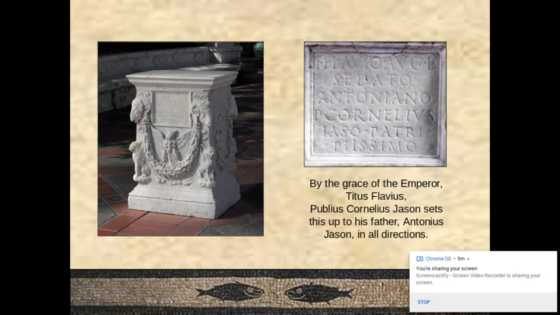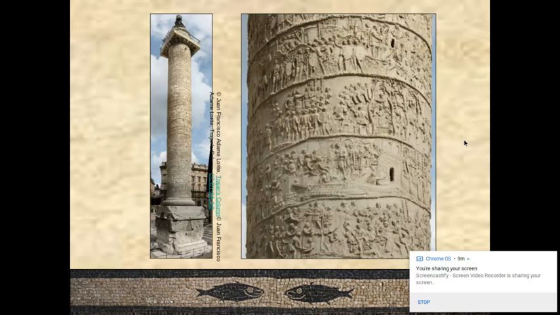Here's another relief. And it's carved into it by the grace of the emperor Titus Flavius. Publius Cornelius Jason sets up this to his father, Antonius Jason, in all directions. So it's a monument to his father. And look at this. This is another relief. Look how huge this column is. But when you look very, very closely, you can see that there are scenes carved into it that pop out.